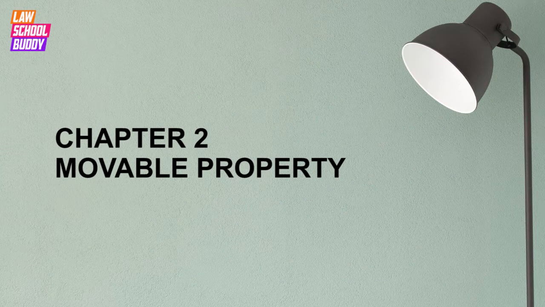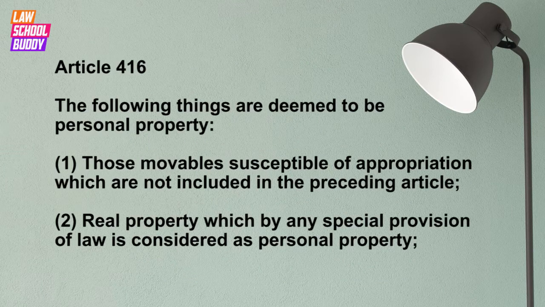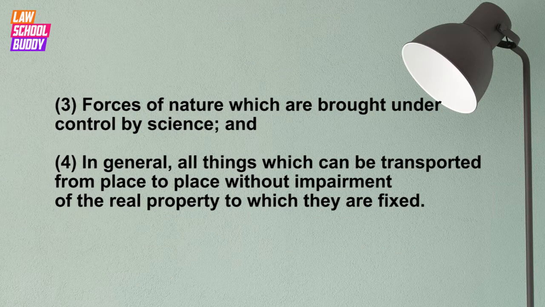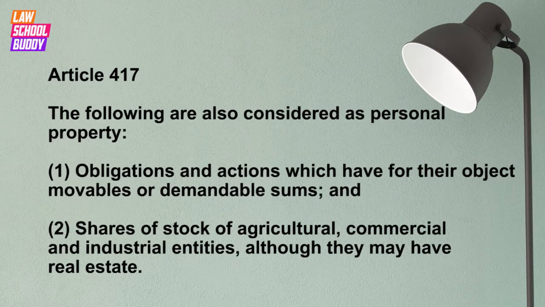Chapter 2. Movable Property. Article 416. The following things are deemed to be personal property. 1. Those movables susceptible of appropriation, which are not included in the preceding article. 2. Real property, which by any special provision of law, is considered as personal property. 3. Forces of nature, which are brought under control by science, and 4. In general, all things which can be transported from place to place, without impairment of the real property to which they are fixed.